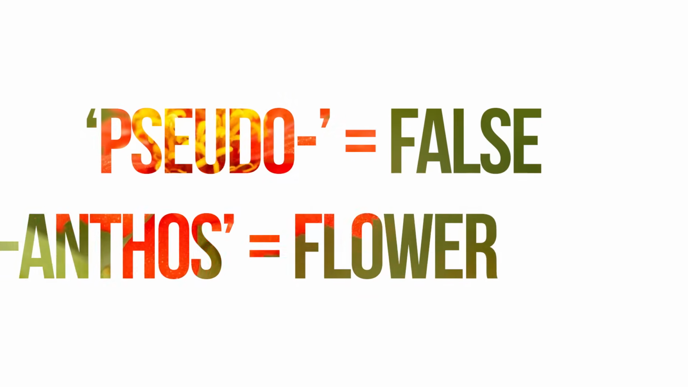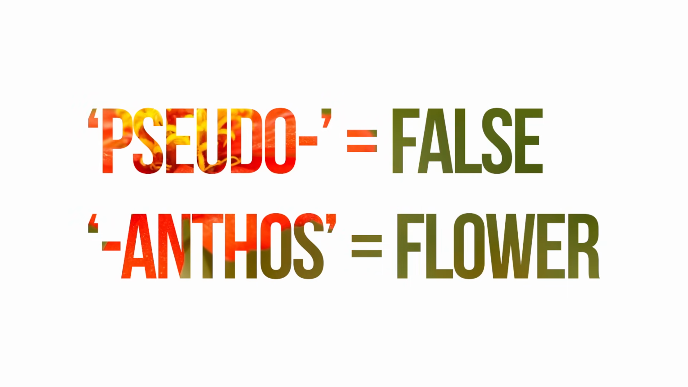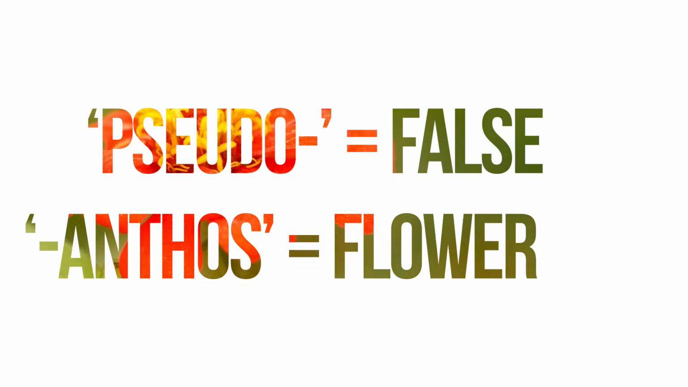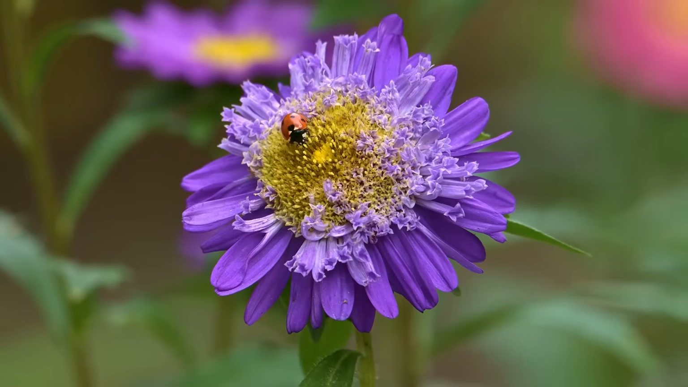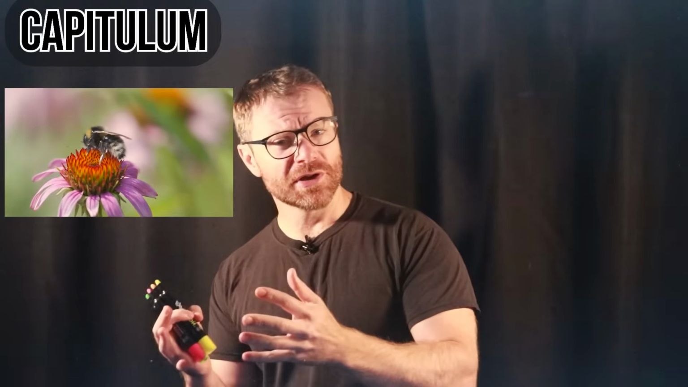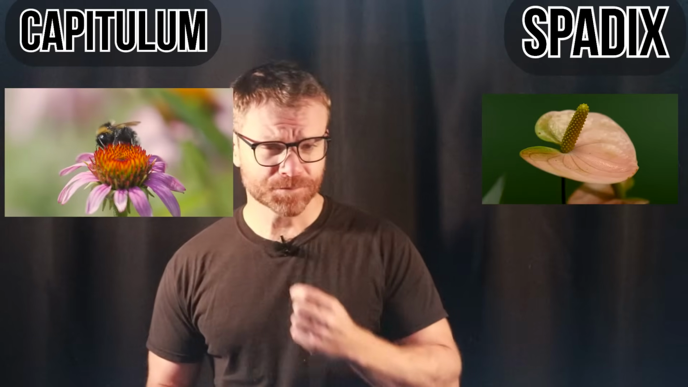Some inflorescences look so much like a single flower that we call them pseudanthia. Pseudo for false or not quite or almost, and anthos for flower, so false flowers. Some botanists think certain umbels look so much like a single flower they qualify as pseudanthia. There's lots of different flowers out there that fall under this umbrella of being called a pseudanthium, a false flower. But there's really two types that I'd like to go over in this video, capitula and spadices.